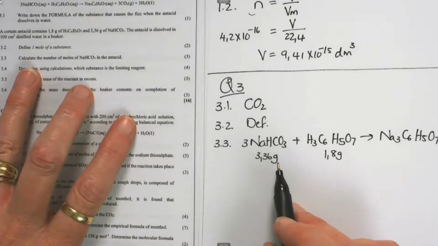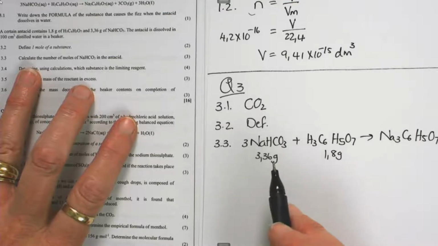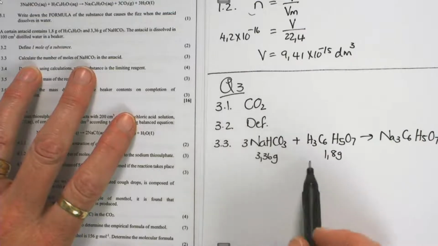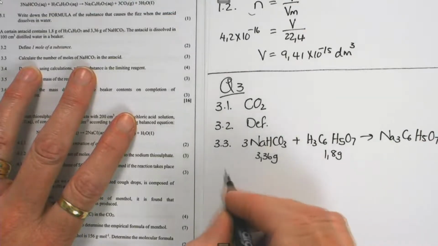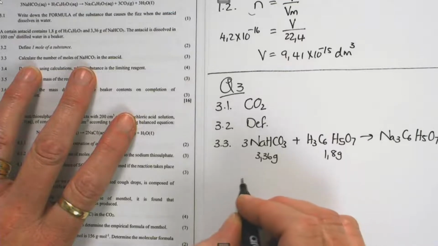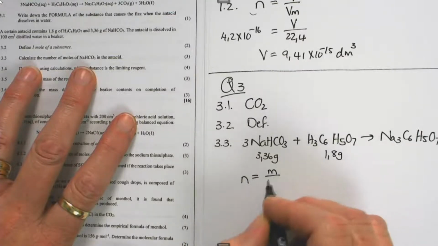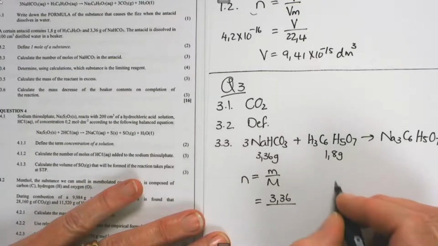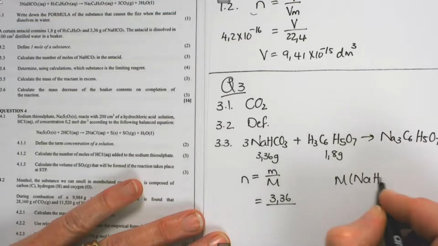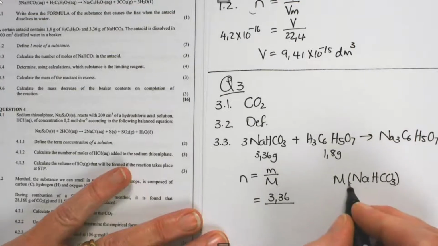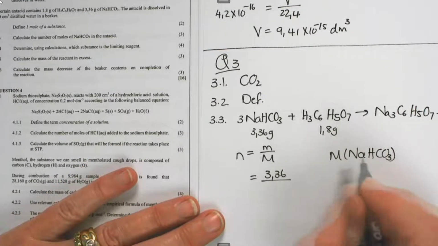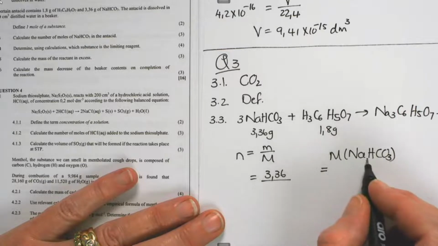Okay, they say it is dissolved in 100 cubic centimeters distilled water in a beaker. Okay, calculate the number of moles of NaHCO3 in the acid. Okay, so I'm going to do 3.3. So I'm going to say n equals small m divided by capital M. 3,36. I must calculate capital M. And just make a note, it is without the 3 in front. The 3 is only there for the mole ratio. It doesn't mean the mass is now going to be 3 times bigger.